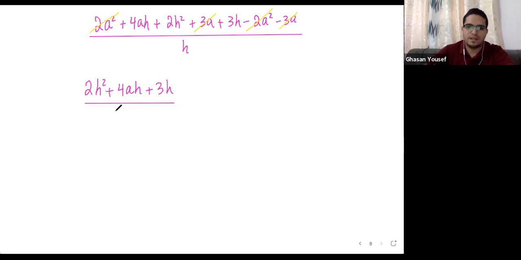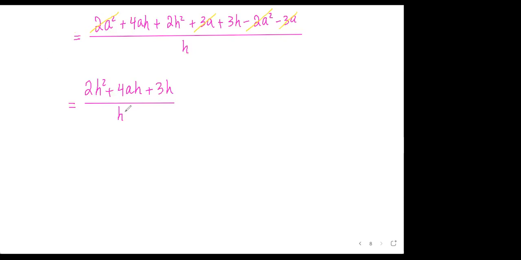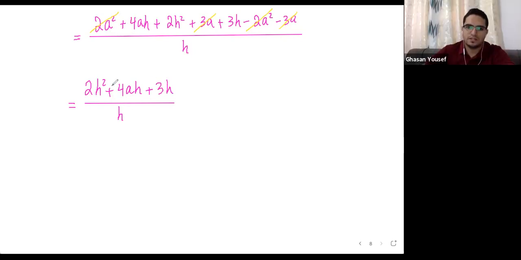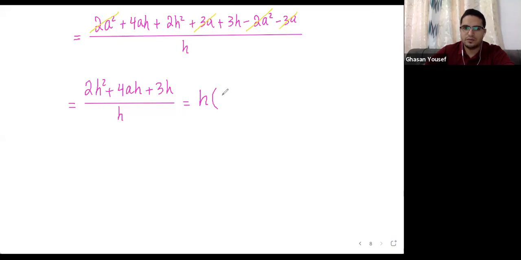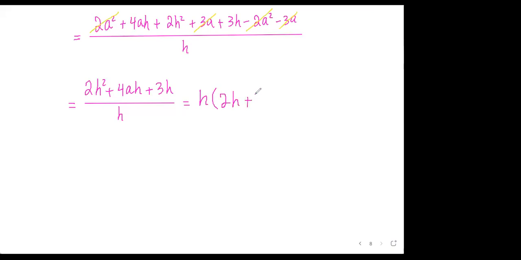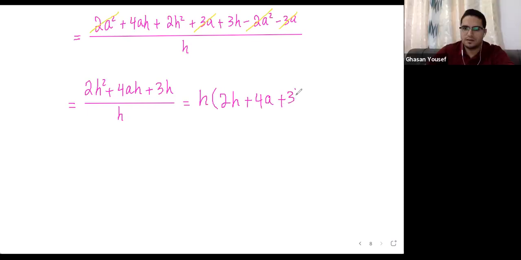How can I cancel the h in the denominator with the h in the numerator, with the 3h? What is the common factor for this? Yes, go ahead, Ahmed. The factor is h. Exactly. So remaining here it's going to be 2h plus 4a plus 3, and in the denominator only h. And the h with the h can cancel now. So the final answer is 2h plus 4a plus 3.